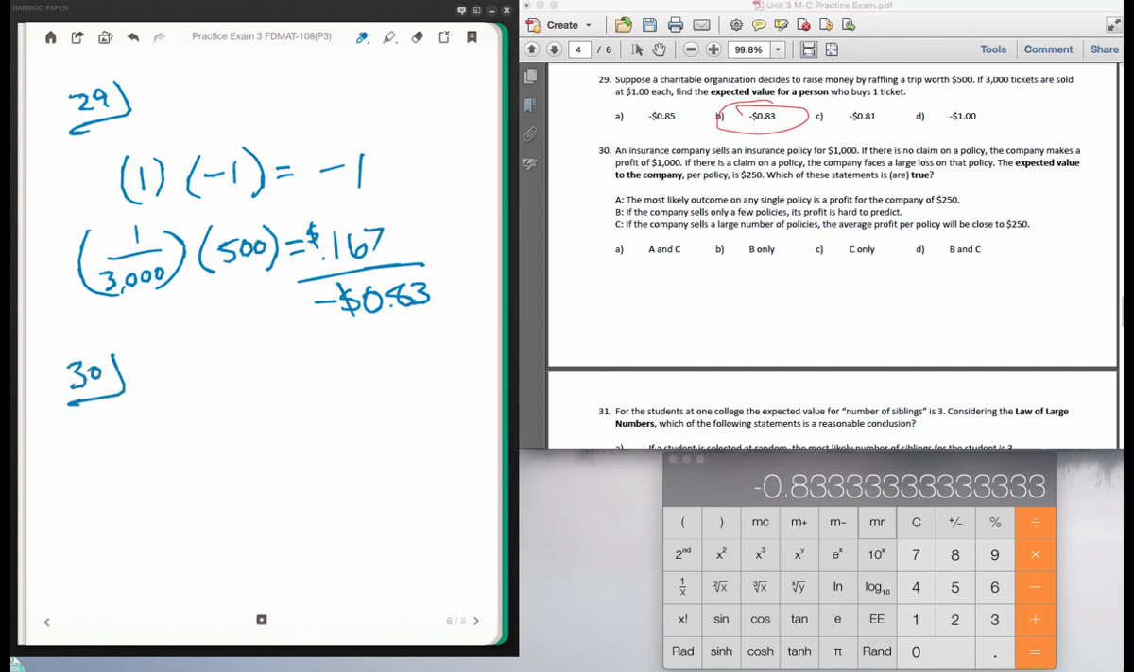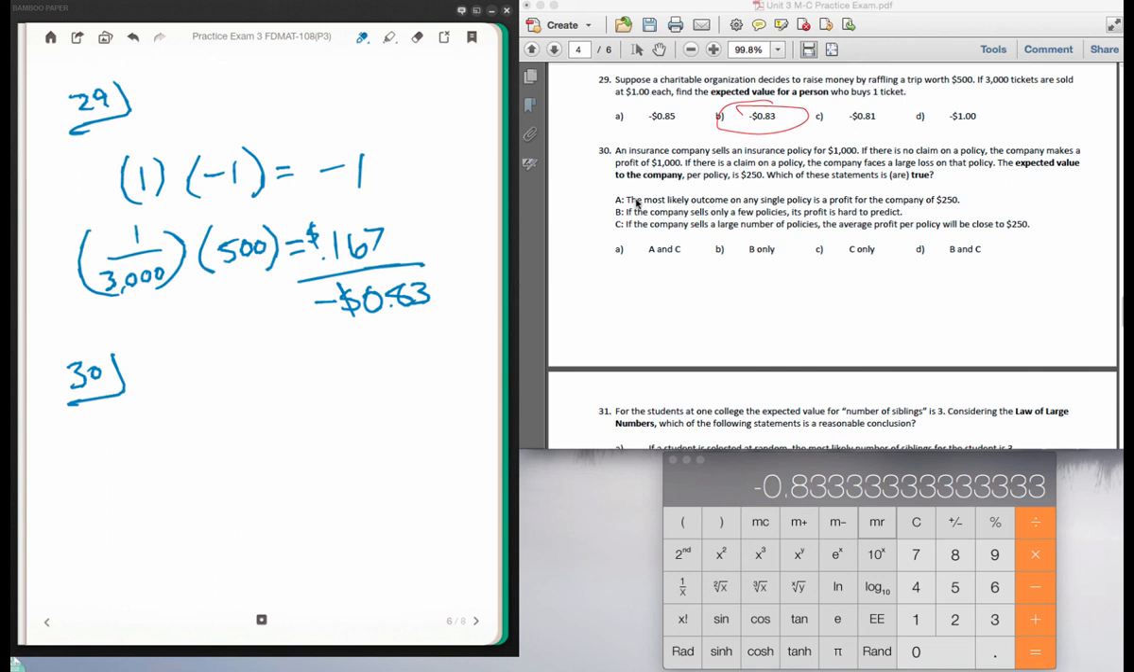Question 30. The insurance company sells an insurance policy for $1,000. If there's no claim on the policy, the company makes a profit of $1,000. If there is a claim, the company faces a large loss. Therefore, the expected value to the company per policy is $250. Which of the following statements is or are true?